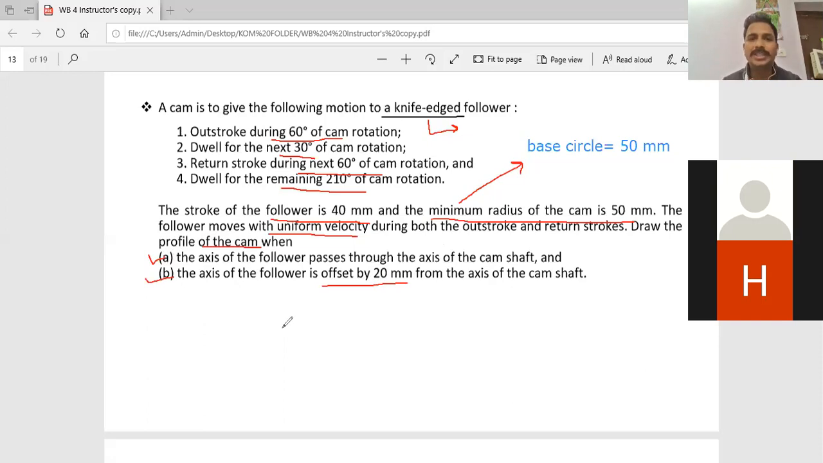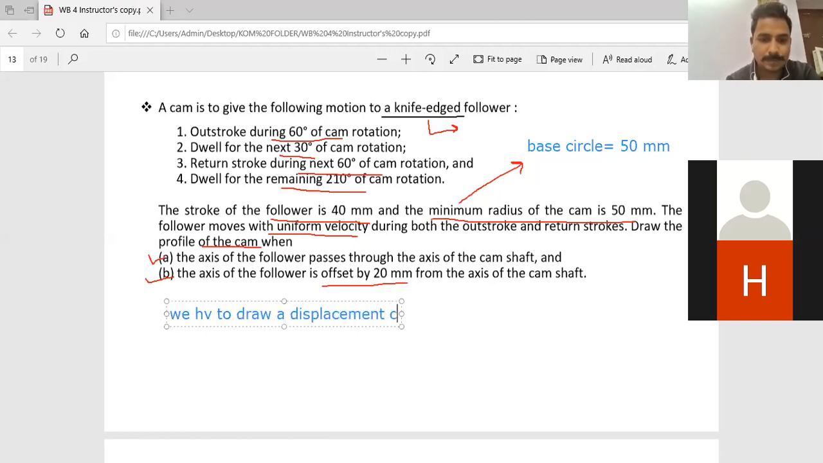Perfect. Now, how to do this type of question? As I always told, whenever this approach is taken, we should always draw a displacement curve. So the first step that we should always do is to draw a displacement curve. If the displacement curve is not drawn, you will not be able to draw the cam profile. It will be completely wrong. So the first thing we should do is always draw the displacement curve initially. Now, how to draw the displacement curve? Please see here, all of you.